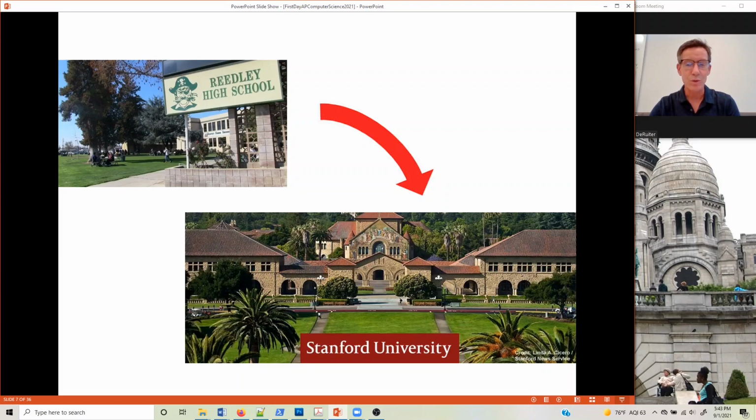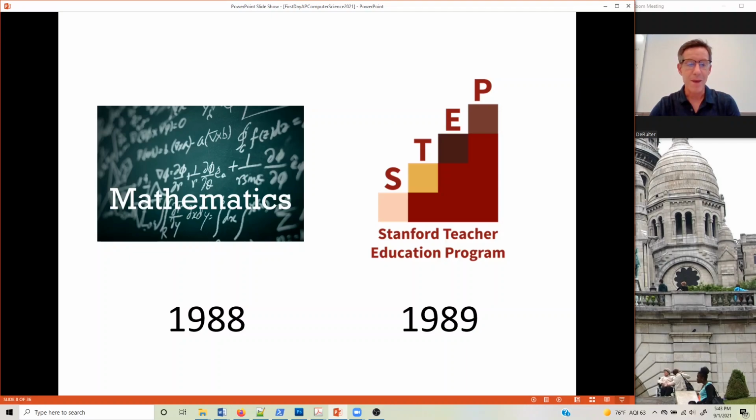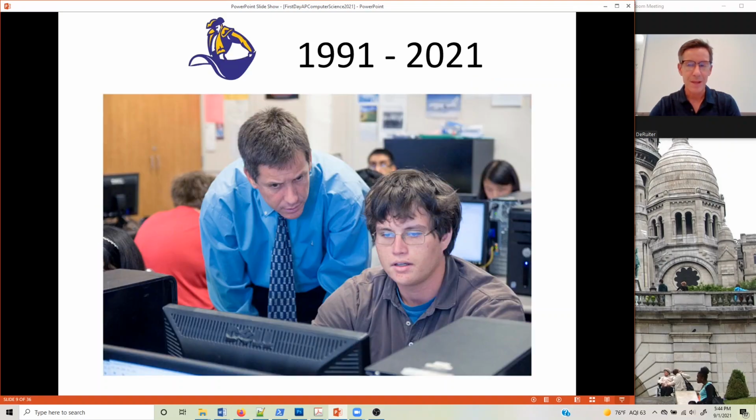I went to Reedley High School, graduated, and went to Stanford University. I studied mathematics. I graduated in 1988, and teaching was kind of in my blood, so I stayed at Stanford and earned my master's and teaching credential a year later in 1989. I taught for a couple of years in the Campbell Union High School District, and then I came to Monte Vista in 1991, and I've been here for 30 years. This is my 31st year teaching at Monte Vista, and I am the longest tenured teacher at Monte Vista currently. I've been here a long time, and I really enjoy my job.